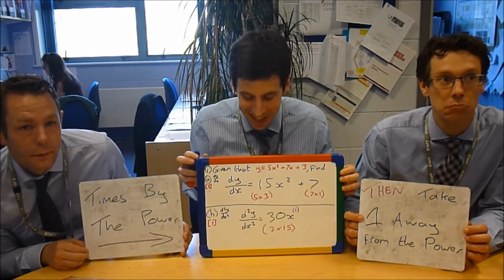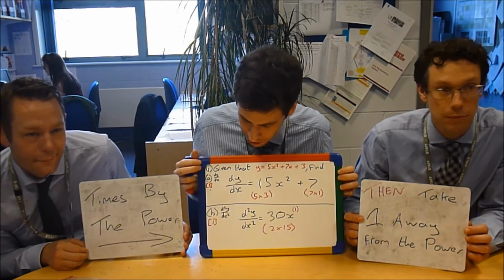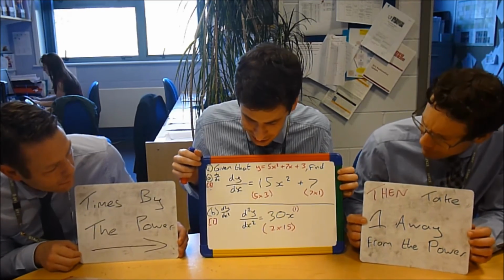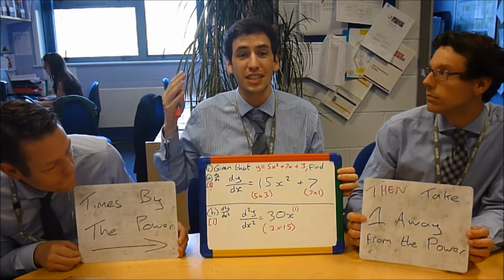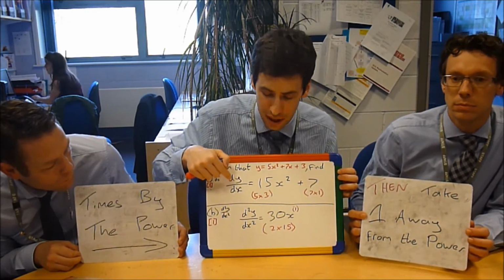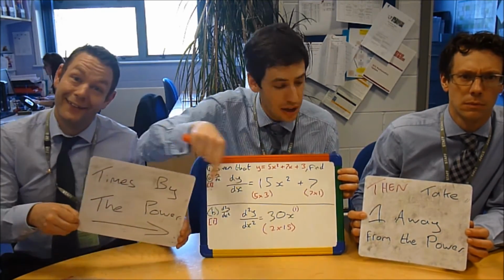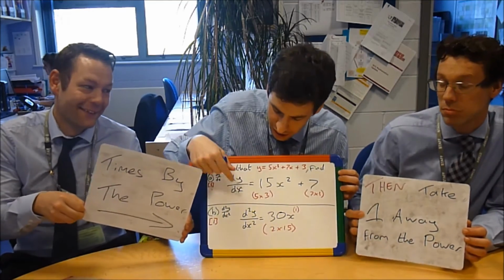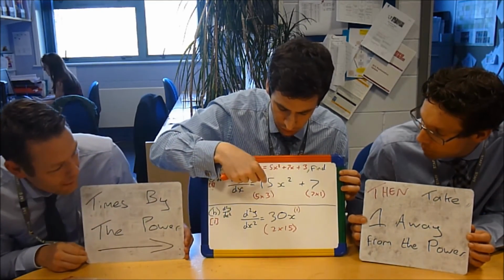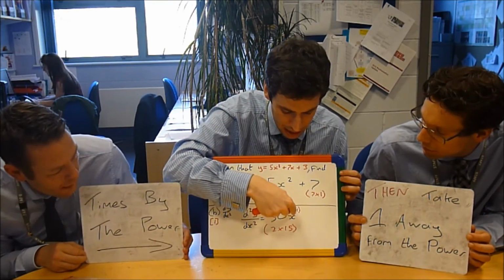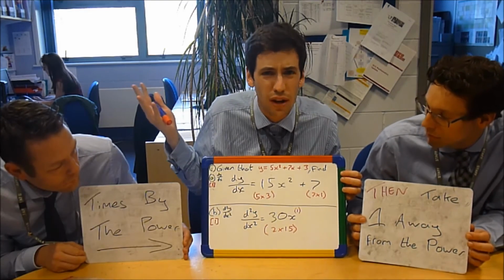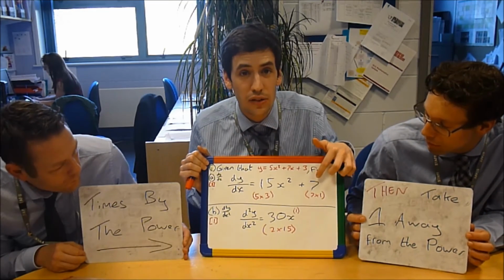Then for the second part, it asks us to find d2y/dx squared. So it's asking us to find the second derivative. We just take dy/dx and we differentiate again. So what I'm going to do is times by the power and then take 1 away from the power. So I've got 2 times the 15 gives me 30x. Now that's just to the power of 1. We don't need to write the 1. And because 7 is a constant now, it just goes.